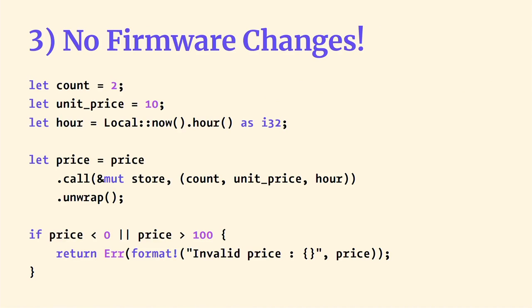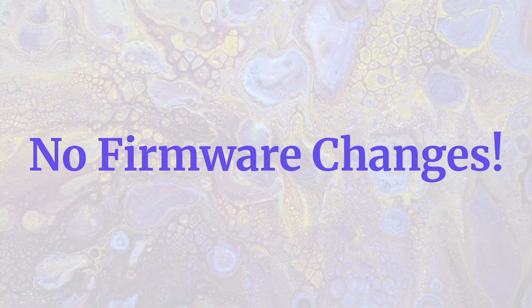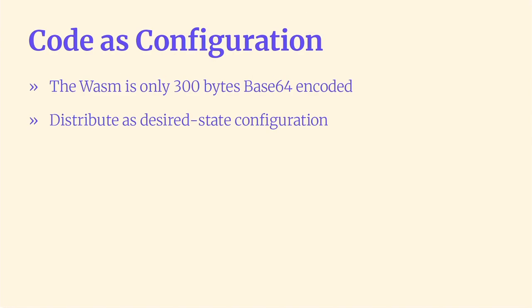But then when we go look at the firmware, we don't need to make any changes. And this is really the key point of the presentation, that I'm able to iterate on my price function and make changes to it without having to make changes to firmware, and I can do so safely and securely. That's the point, no firmware changes. Okay, so this raises some questions.